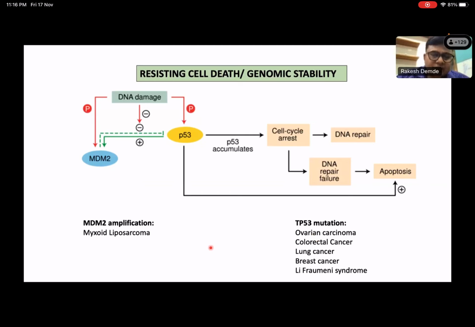Similarly, MDM2 amplification, where the number of MDM2 is increased and will prevent the functioning of P53 or increase its degradation, you see in sarcomas. Myxoid liposarcoma, for example. We can also see MDM2 amplification in some of the breast carcinomas and other malignancies. So this is how cell death is resisted by a particular cancer cell.